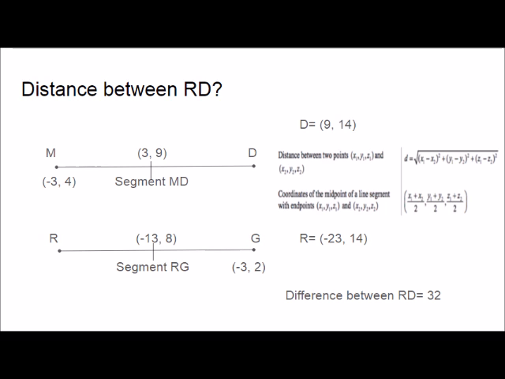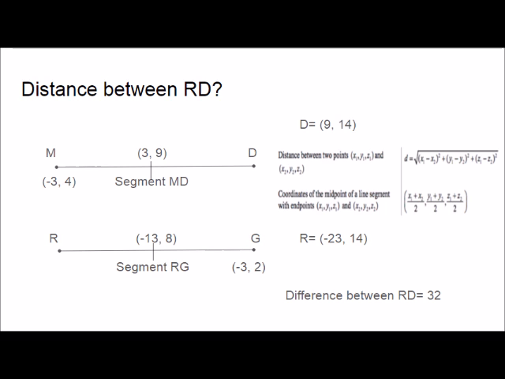So now that you've found points D and R, you can plug it into the distance between 2 points formula and find your distance between RD, which is what the problem needs. So you know that D equals (9, 14) and R equals (-23, 14).